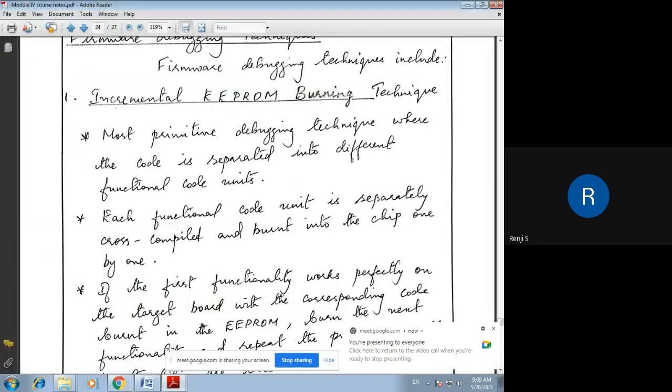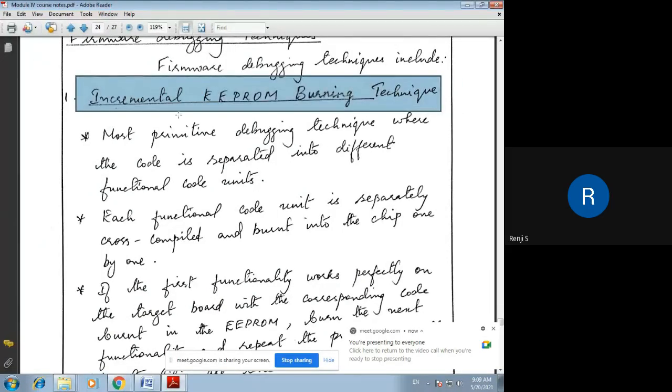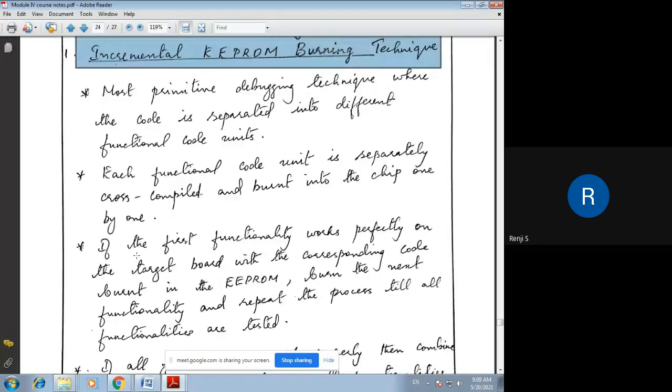See, the first technique is the incremental EEPROM burning technique. Incremental means we are burning module by module at a time, or dividing the entire code into small functional units, and each functional unit is tested one at a time. This process of testing in parts is called the incremental method. It is burnt into an EEPROM and then tested. That is the first technique for firmware debugging.